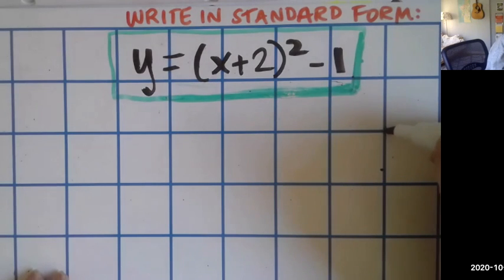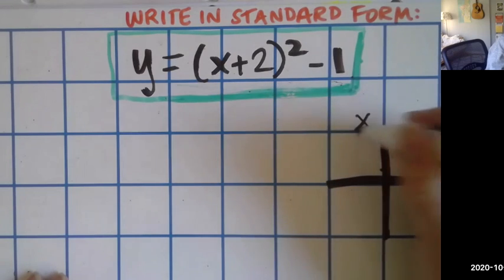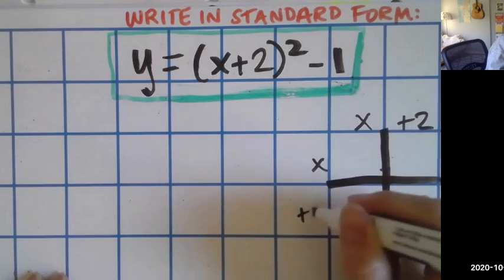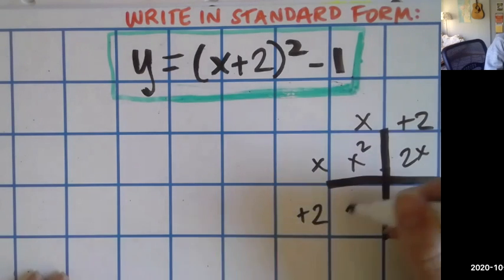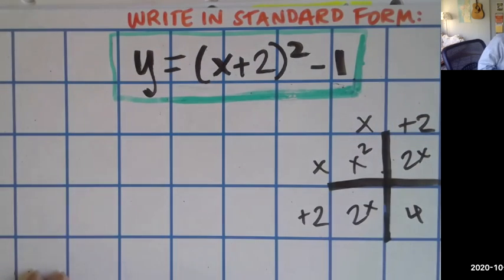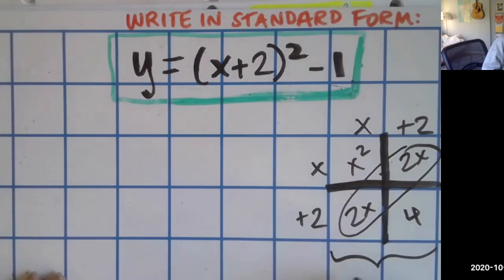I'll use the box method to square my x + 2. (x + 2) times (x + 2) will give me x squared, 2x, 2x, and 4. And when I combine my like terms, this will all become x squared + 4x + 4.